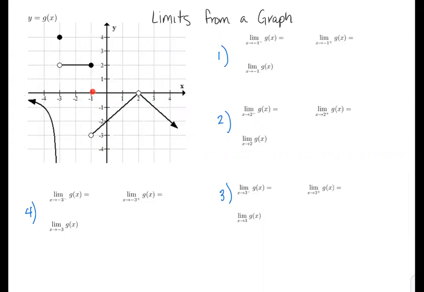This first question asks us to approach -1 from the left. That's what that little negative is up on top. So we're going to go to -1. We're going to get on the left side of it, and we're going to move toward -1 from the left and look at what the y value is. And that appears to be approaching 2.